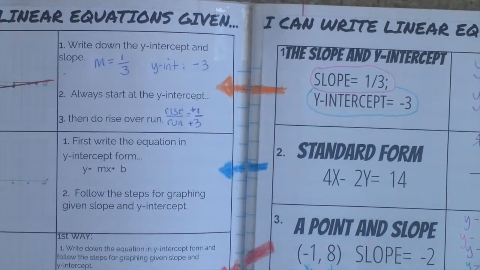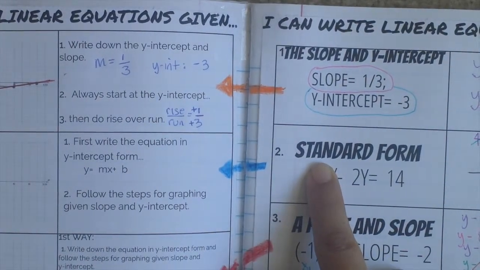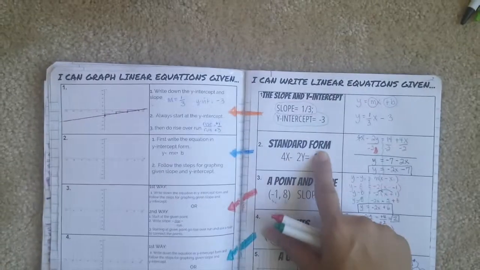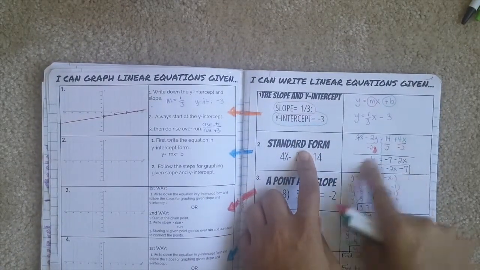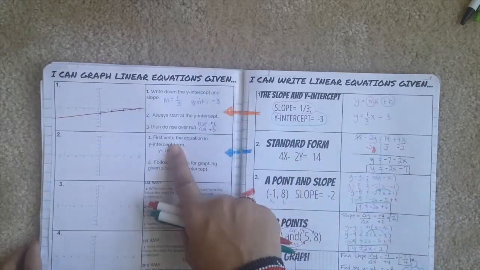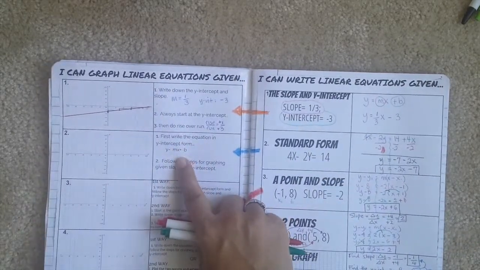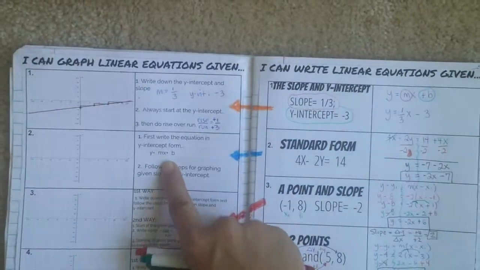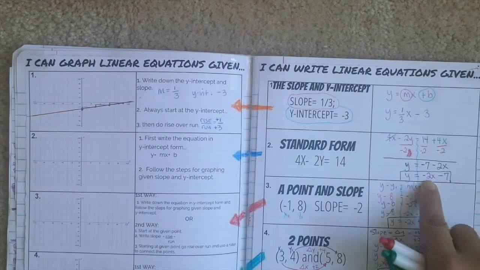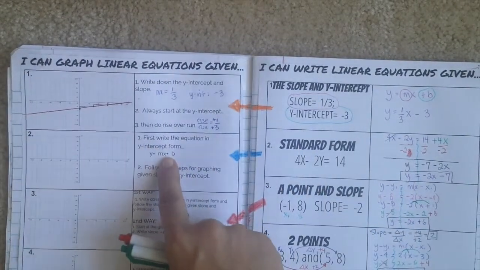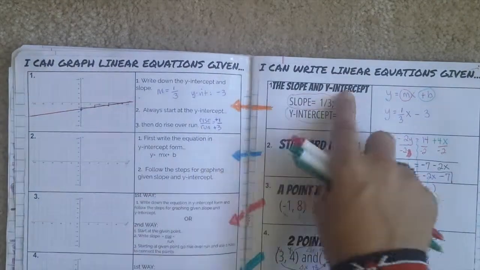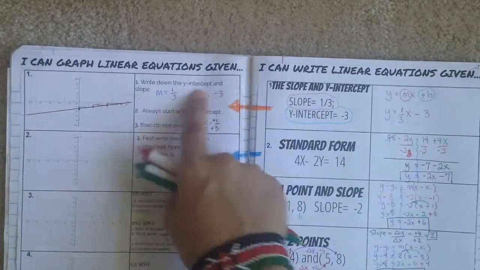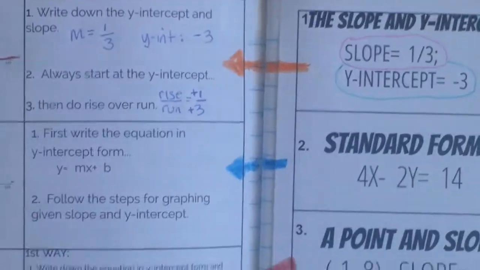Alright, so graphing equations in standard form. I can graph linear equations given standard form. It's really simple. Again, the easiest thing to do is get it into y equals mx plus b form. So y equals 2x minus 7 in this case. First write it in that form, and then follow the steps for graphing like we just did in the previous example. What steps are those? You write down the y-intercept and the slope. You always start from the y-intercept, then you do rise over run. So that's what we're going to do.